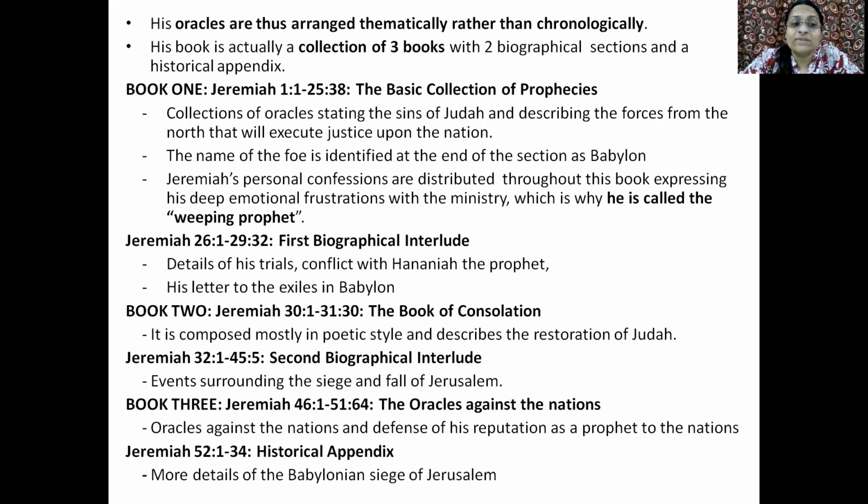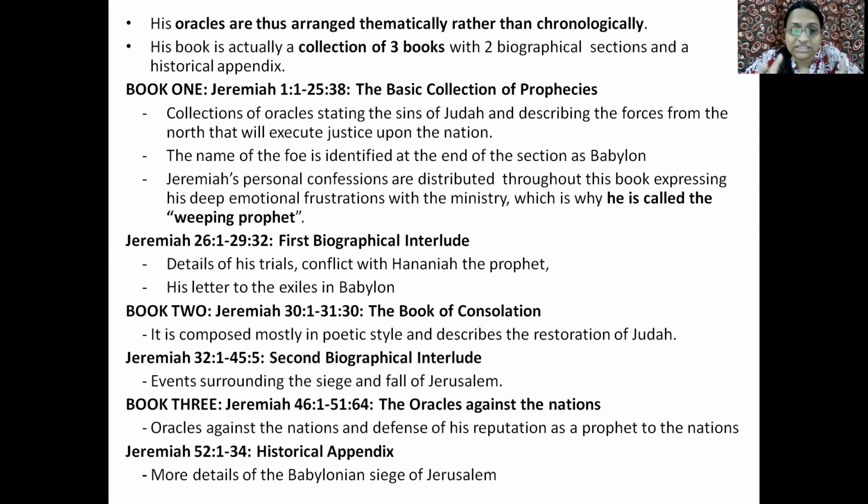After book one, we see there is a section where the first biographical interlude is given, Jeremiah 26 verse 1 to 29 verse 32. Here we see the details of his trial, conflict with Hananiah the prophet, and his letter to the exiles in Babylon. The next section is book 2, Jeremiah chapter 30, verse 1 to 31, verse 30. This is a book of consolation. It is composed mostly in poetic style, and it describes the restoration of Judah. So it's talking about the future. That's why it's in a poetical style.